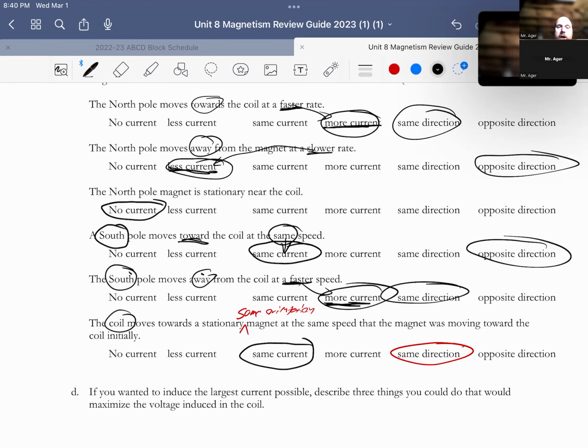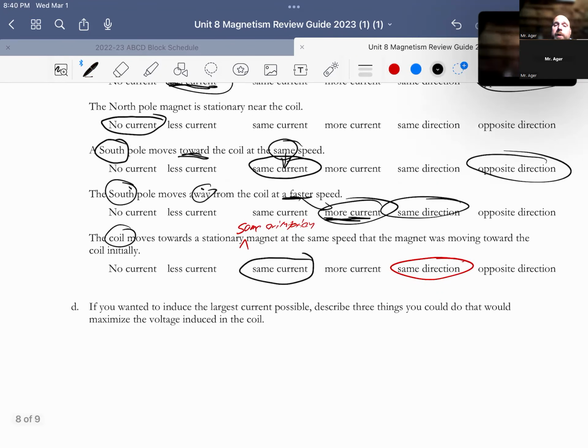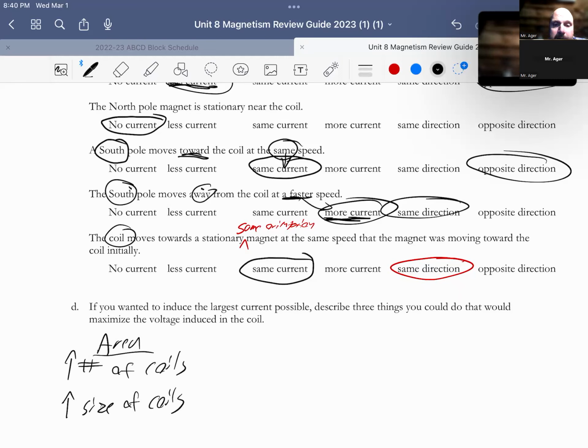All right, lot there. If I wanted to induce the largest possible current, I can do four different things. I can change the area, right? I can make more area. Now I do that through two things. I can increase the number of coils. Increasing the number of coils increases the area, and I can increase the size of each coil. Both of those will increase the area, right? I can increase the B magnetic field.